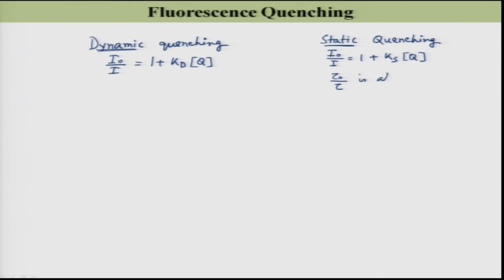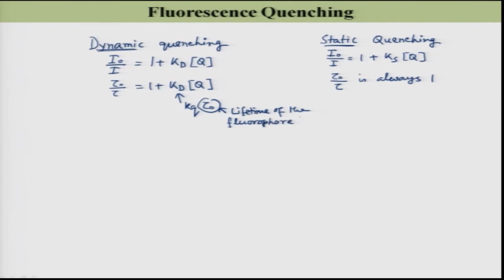This is always 1, but in dynamic quenching tau 0 by tau will also give you a linear dependence on the concentration of the quencher added. Here K D is K Q into tau 0, where tau 0 is the lifetime of the fluorophore without any quencher.